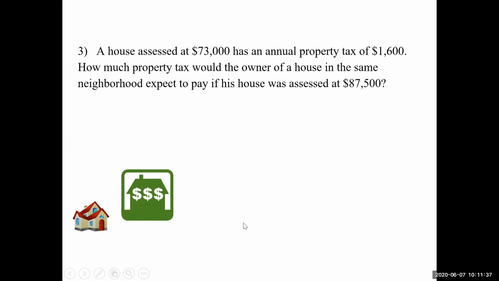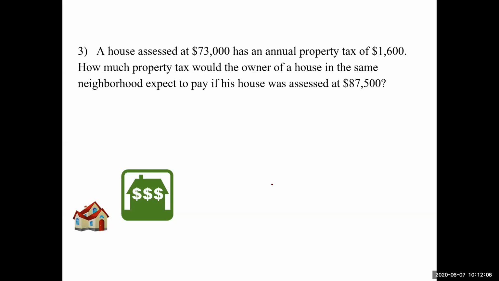So a house assessed at 73,000 has an annual property tax of 1,600. Okay, how much property tax would the owner of a house in the same neighborhood expect to pay if his house was assessed at 87,500? So what are we talking about? We are talking about the cost of a house and how much tax you need to pay.